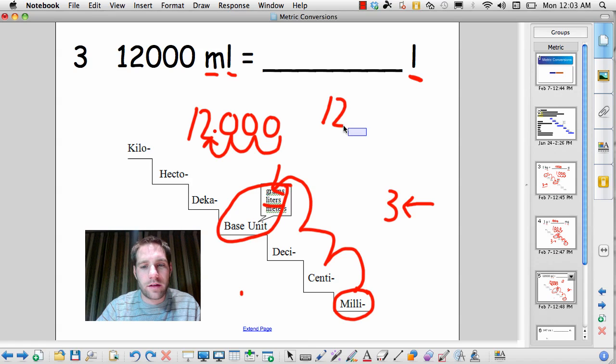So in this example, I started down at milli. I needed to move 1, 2, 3 to the left, and I moved that decimal, and we got that 12,000 milliliters is equal to 12 liters. Two more problems to take a look at.